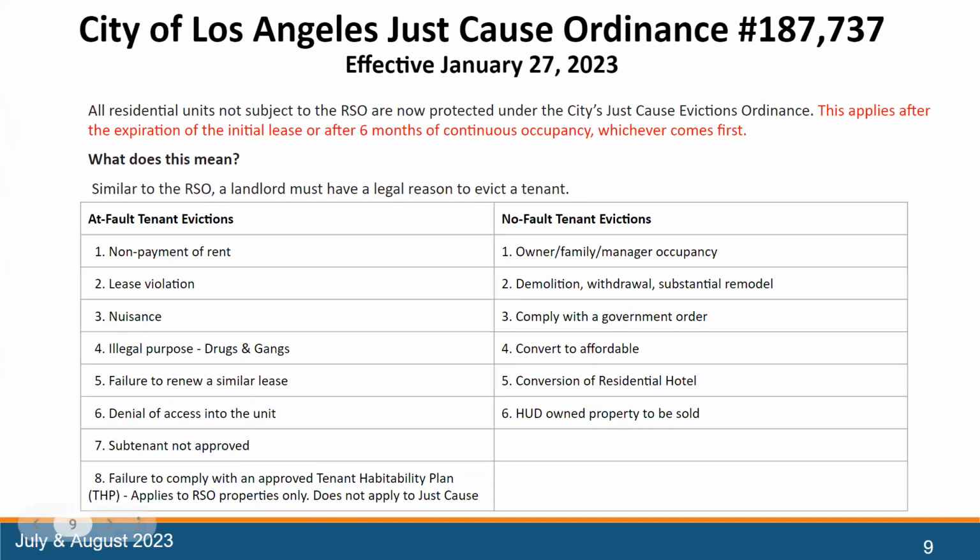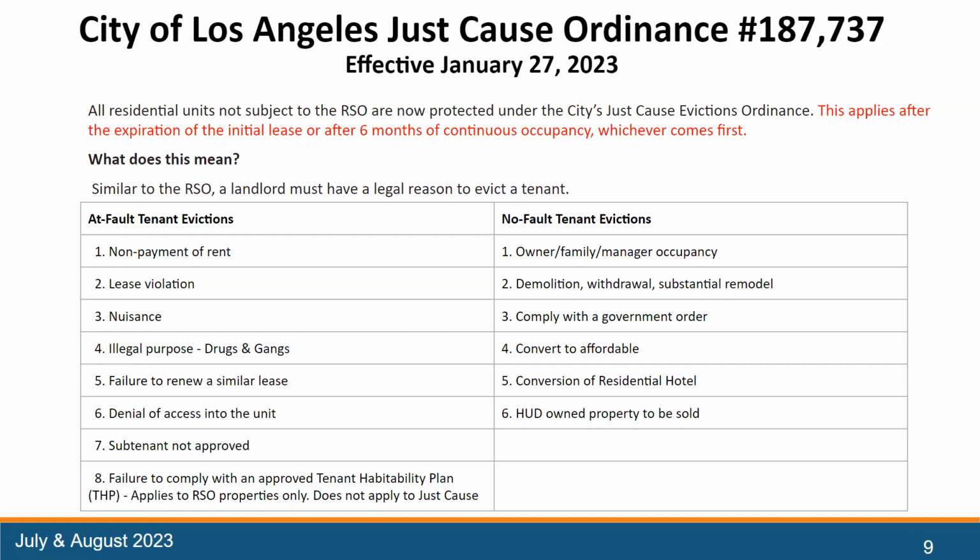All residential units not subject to the RSO are now protected under the city's Just Cause Eviction Ordinance, effective January 27, 2023. This applies after the tenant's expiration of their initial lease or after 6 months of continuous occupancy, whichever comes first. Similar to the RSO, a landlord must have a legal reason to evict a tenant. The legal reasons for eviction under the Just Cause Ordinance are as follows.